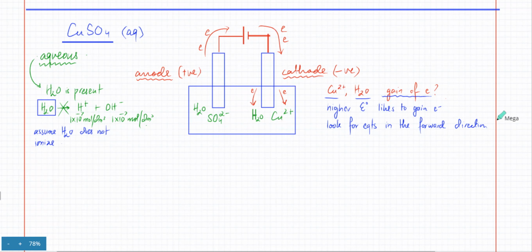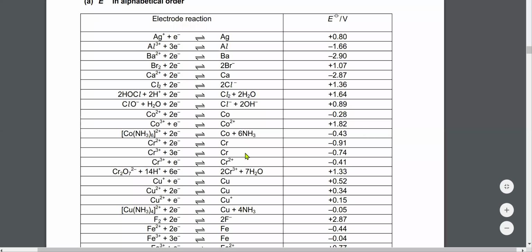trying to gain electrons. So I'm going to open the data booklet, and you can see copper over here. So this is the one where I have the cursor. It's copper 2 plus, trying to gain 2 electrons. So I'm going to write this equation in the forward direction. I'm not going to write a reversible sign because there is no choice. They have to gain electrons. So it's copper 2 plus gaining 2 electrons, and the value is 0.34 volts.